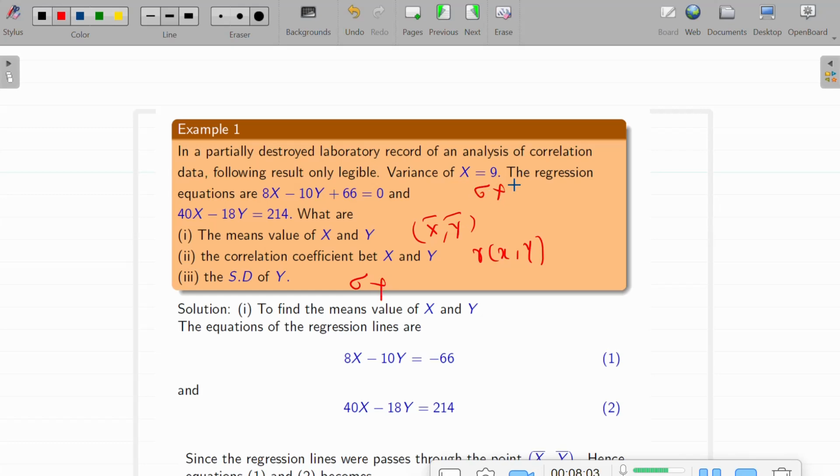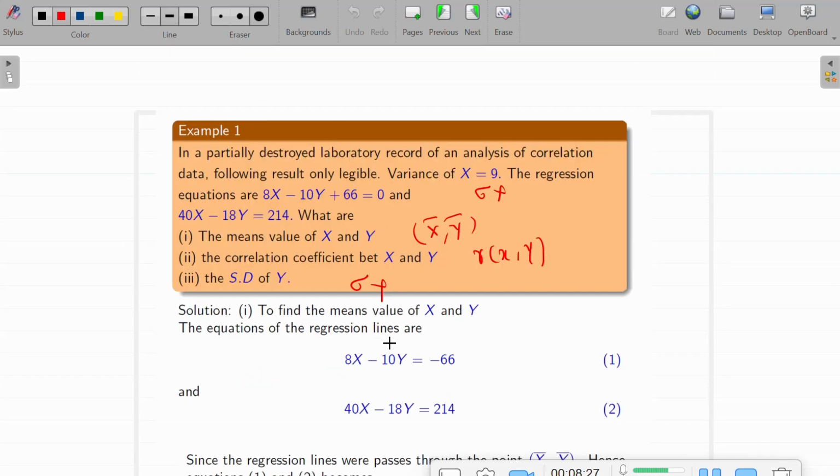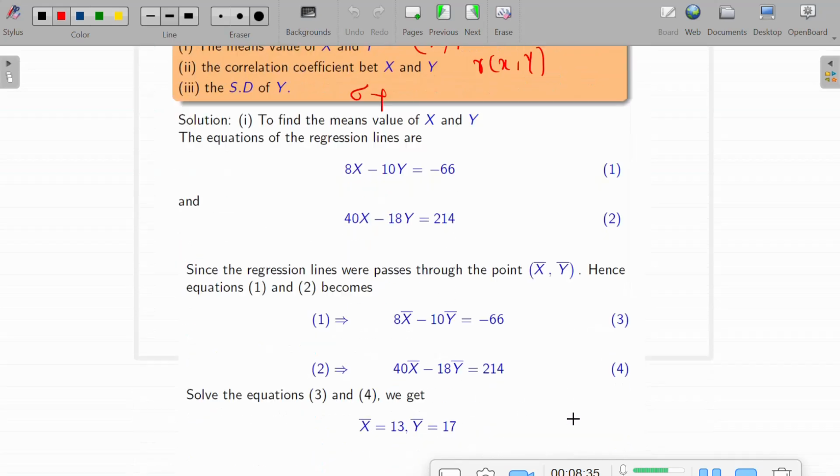Okay, so the first step is to find the mean of the given data, the mean values of x and y. To calculate the mean values of x and y, the equations of the regression lines have to be considered, because, as we just learned previously, the regression lines intersect at the mean point. So we'll assume that the regression lines meet at the mean point. These two regression lines are passing through the mean point. If they are passing through the mean point, what happens? It satisfies these two equations.